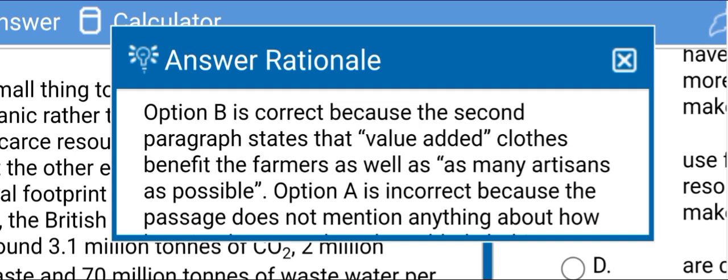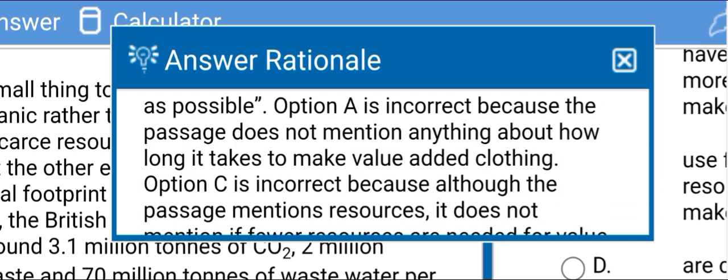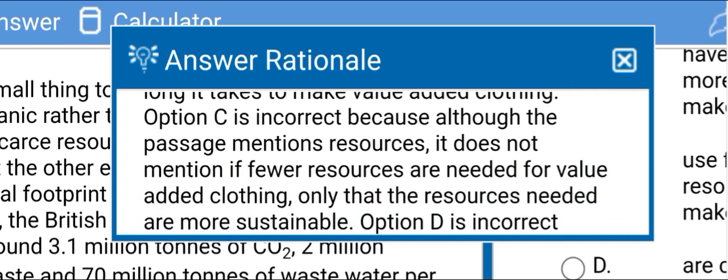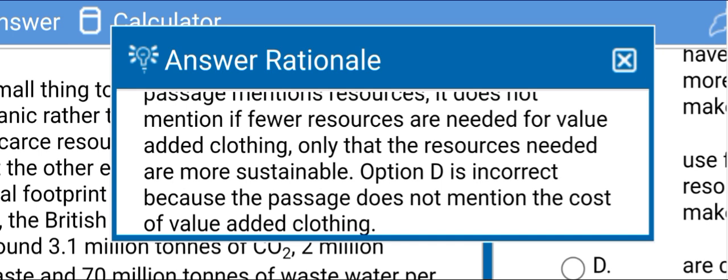Option A is incorrect because the passage does not mention anything about how long it takes to make value added clothing. Option C is incorrect because although the passage mentions resources, it does not mention if fewer resources are needed for value added clothing. Only that the resources needed are more sustainable.